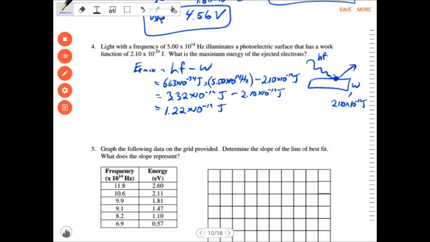Now, variations of this: I could ask what is the maximum speed of the ejected electrons, in which case this energy is a kinetic energy, so you would just go 1/2 mv squared. You know the mass of the electron, 9.11 times 10 to the negative 31. It's on your formula sheet. So you could manipulate this and solve for a velocity. That happens quite often, so don't be surprised when you see that.